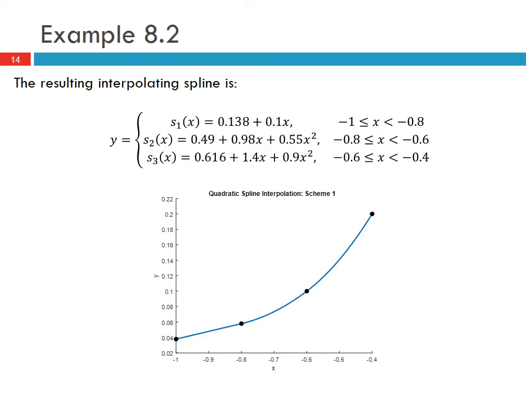And the resulting interpolating spline is shown here. So we had 4 data points, so we had 3 intervals. So we had 3 different interpolating polynomials as shown here with our 3 different sets of coefficients. And you can see that the function passes through the data points and gives us a nice smooth curve.